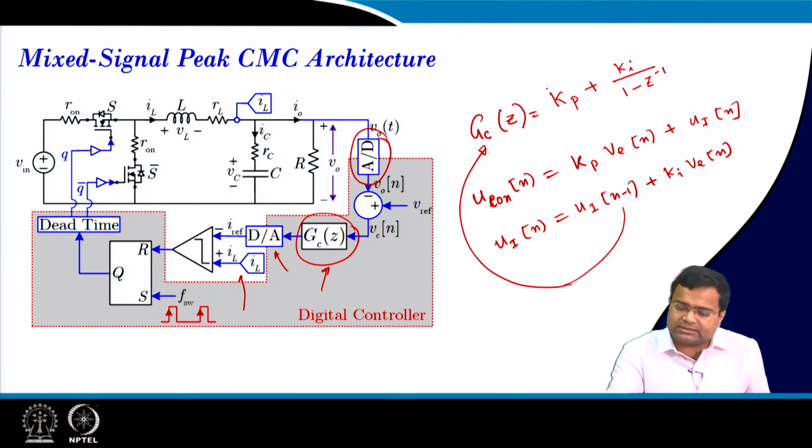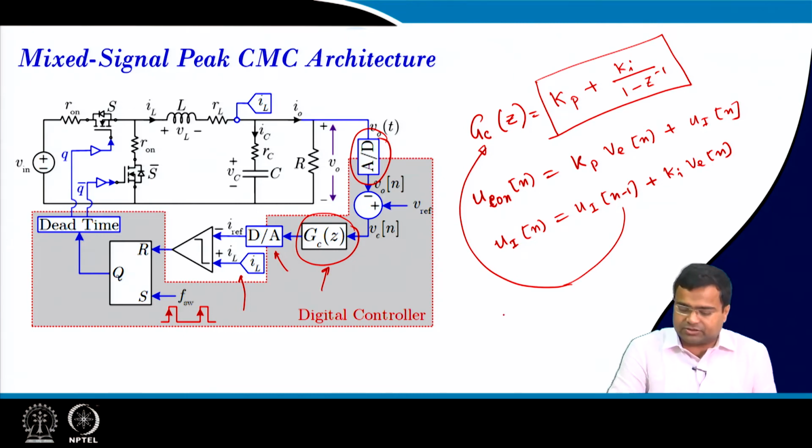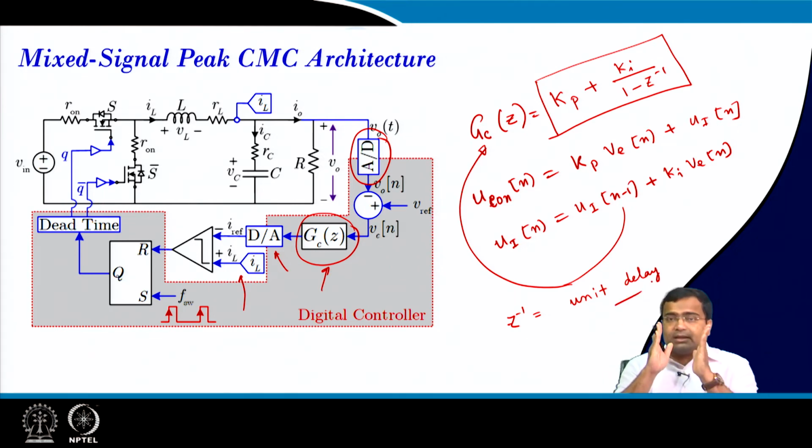But right now we are simply plugging in this transfer function. But what will happen with the Z inverse? What is Z inverse? Z inverse is basically a unit delay, right? So, what is a unit delay? That means it is defined with respect to some sampling clock.